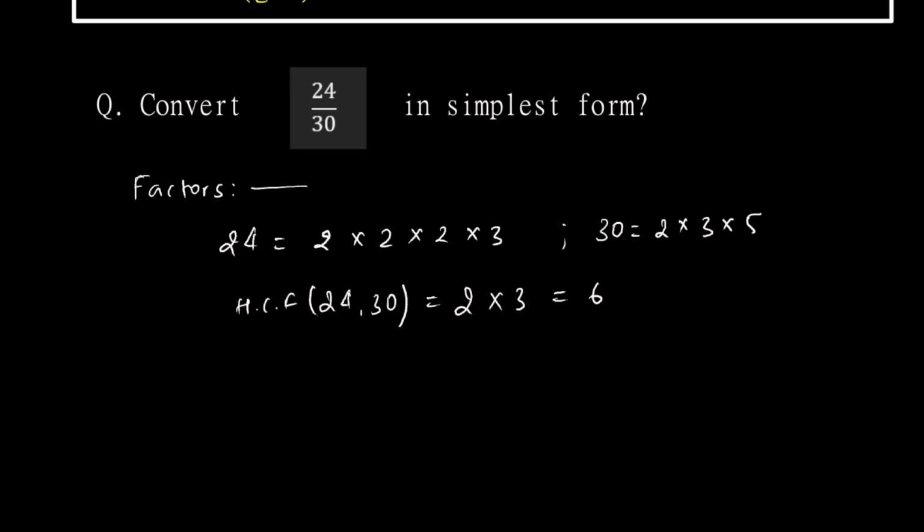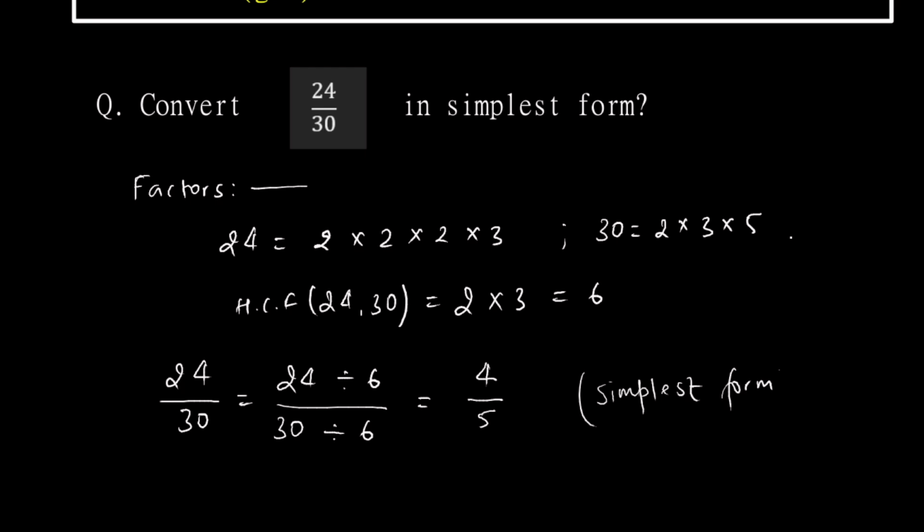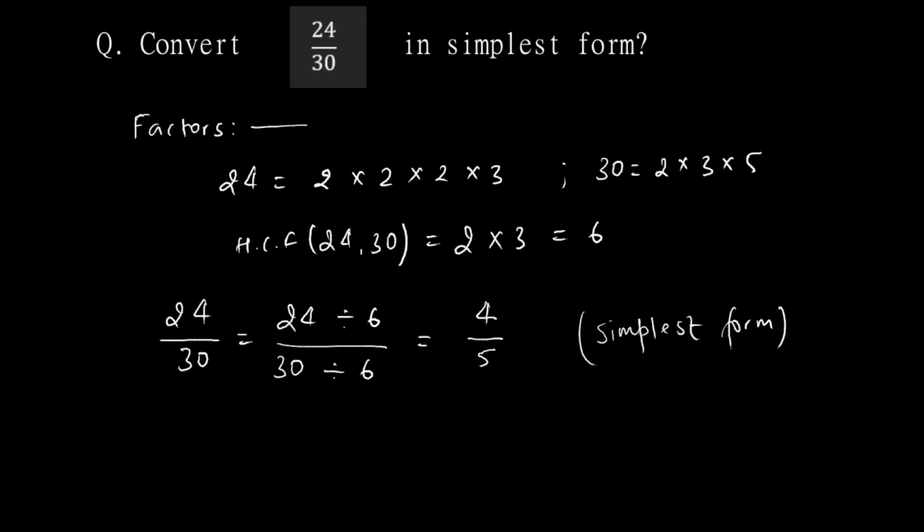So now we divide numerator and denominator of 24 over 30 by the HCF, which is 6. So 24 over 30 is equal to 24 divided by 6 over 30 divided by 6. This is 4 over 5. We can also do this more quickly.